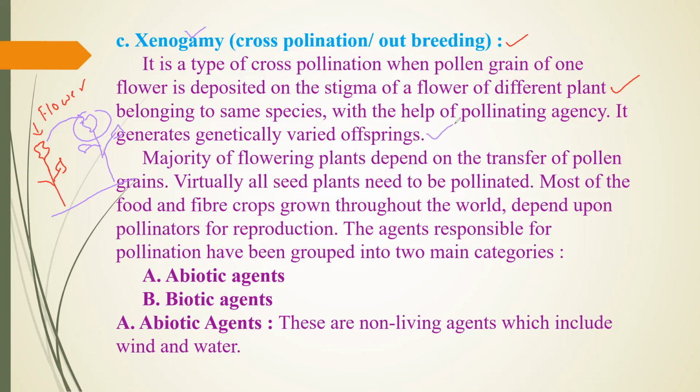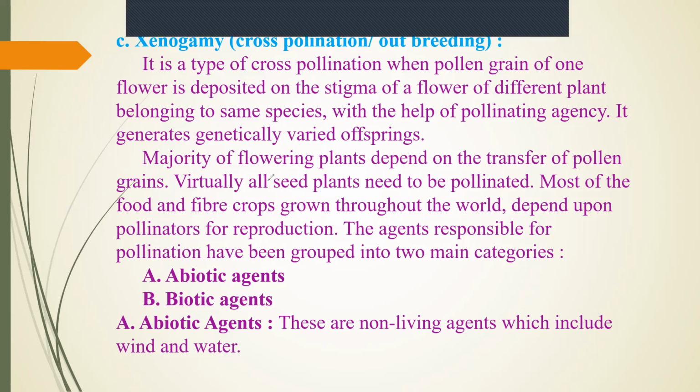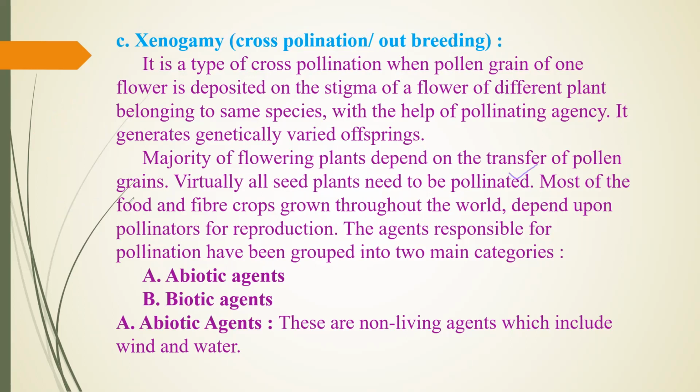So the majority of flowering plants depend on the transfer of pollen grains and show different types of pollination. Virtually all seed plants need to be pollinated, and most of the food and fiber crops grown throughout the world depend on pollinators for pollination. Then, on the basis of the agent responsible for pollination, there are some categories. First one is abiotic agent, second one is biotic agent. So let's see.